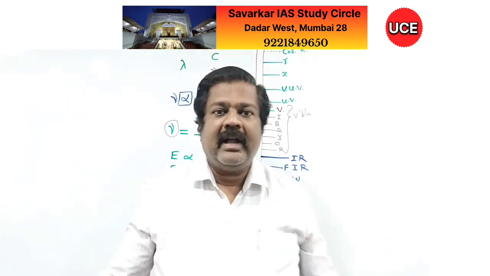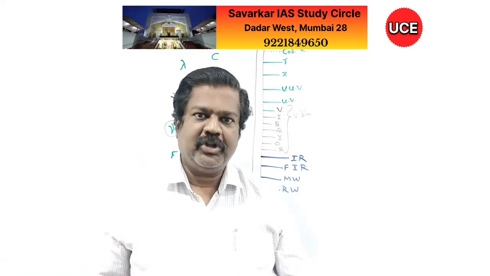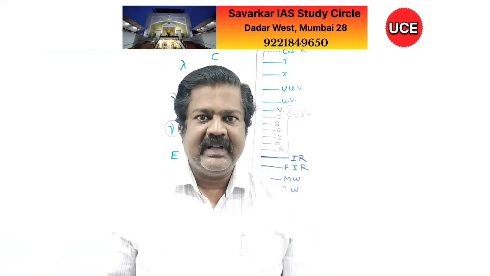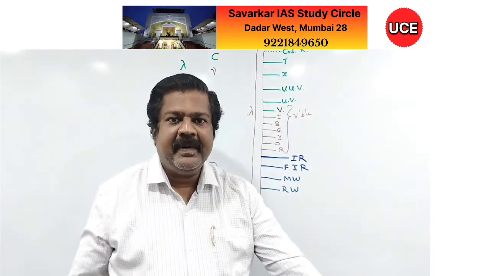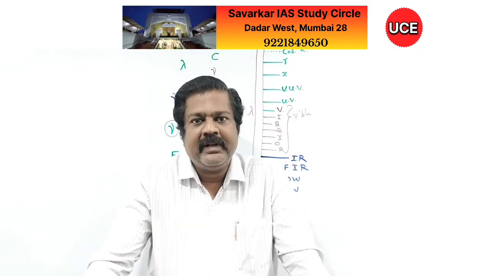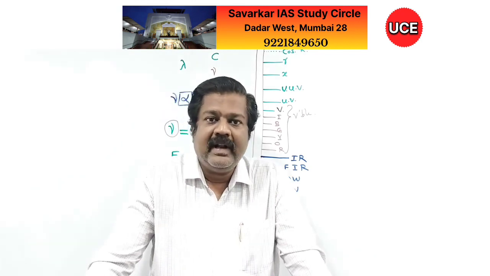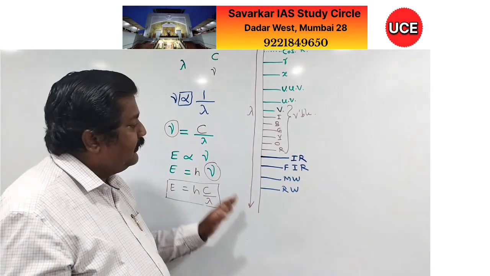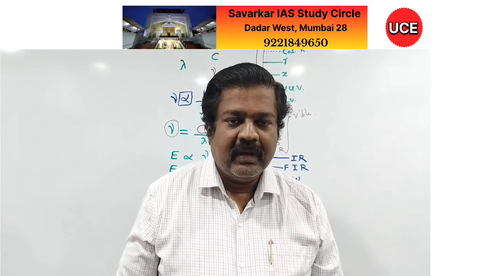So why does a particular element emit only a particular wavelength? Say for example, potassium will emit lilac color. Calcium will emit apple green color. So why does a particular element emit a particular color only? This is not explained on the basis of J.J. Thomson's atomic model as well as Rutherford's atomic model. That's why we have to consider that spectra are not explained on the basis of these models.